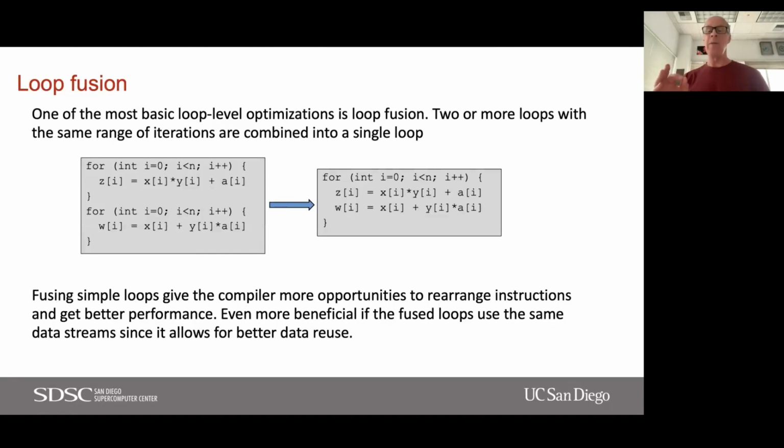And it's even more beneficial if the fused loops use the same data streams, since it allows for better data reuse. So in this case, when I fuse these two loops, in both loops we're accessing elements of arrays A, X, and Y. This is going to be considerably faster because when we do the calculation of Z of I, we already have X sub I, Y sub I, and A sub I not only in cache, they're going to be in register, and immediately available for use in the next calculation.